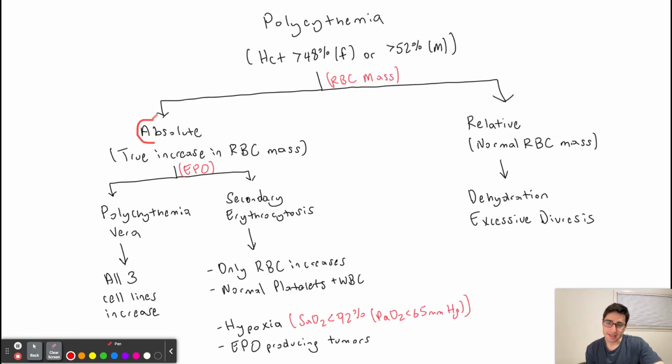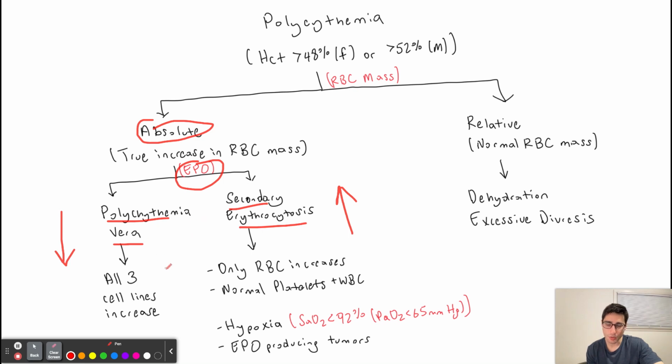Now, absolute polycythemia can be divided into polycythemia vera and secondary erythrocytosis by looking at their erythropoietin levels. Erythropoietin is going to be a hormone produced by the interstitial cells in our kidneys, and it is going to travel to the bone marrow to increase the production of red blood cells. Now, in polycythemia vera, we're going to have low erythropoietin levels, and in secondary erythrocytosis, we're going to have high erythropoietin levels. Now, polycythemia vera is going to be caused by a JAK2 kinase mutation in 98% of the cases.